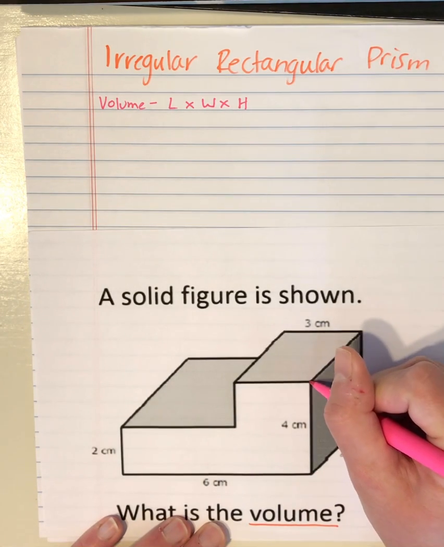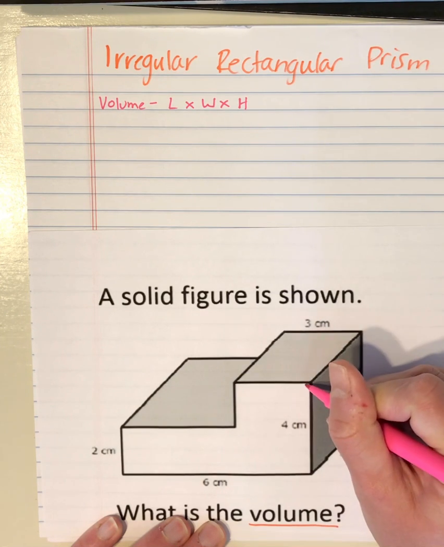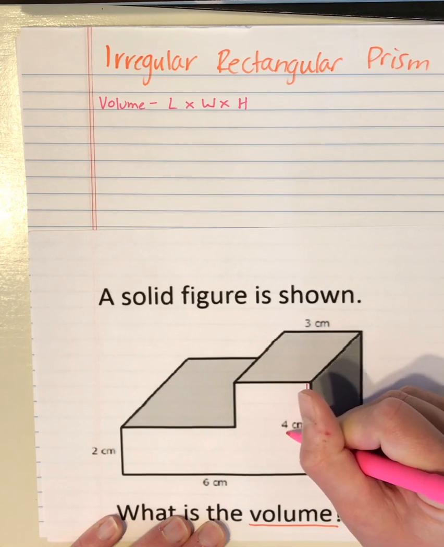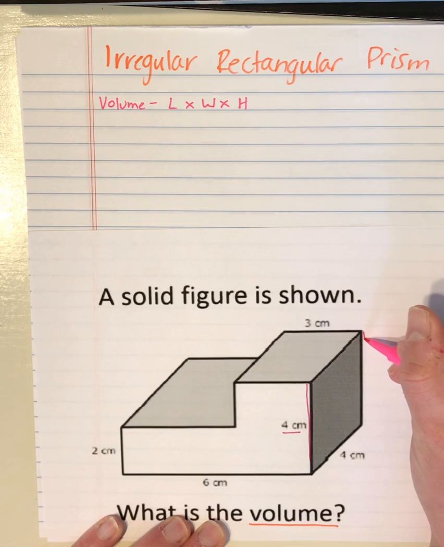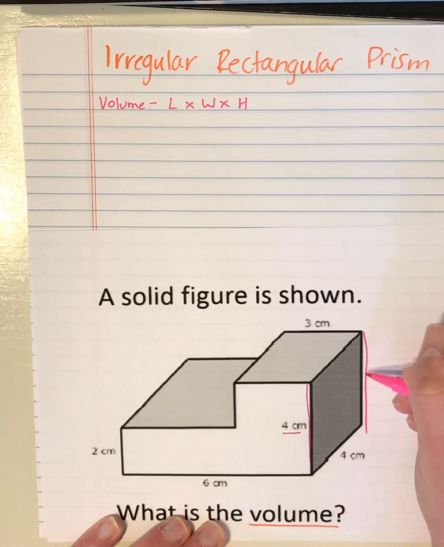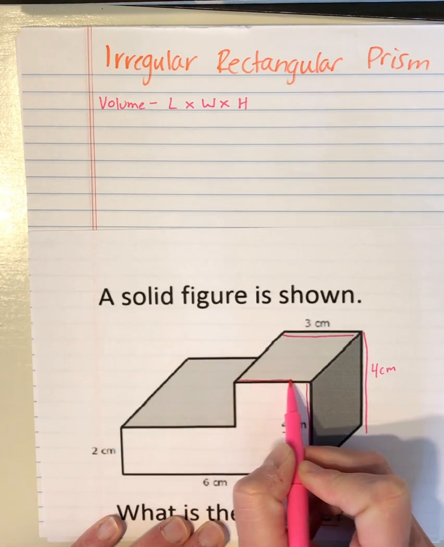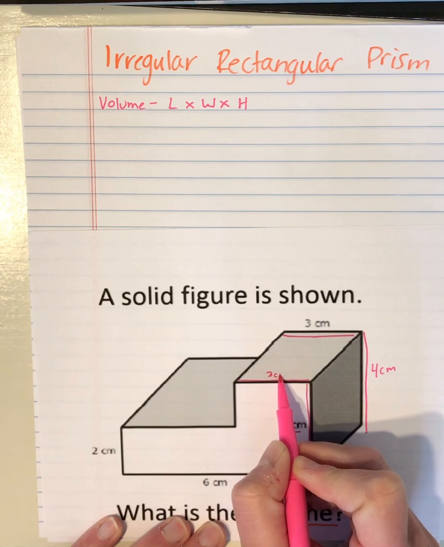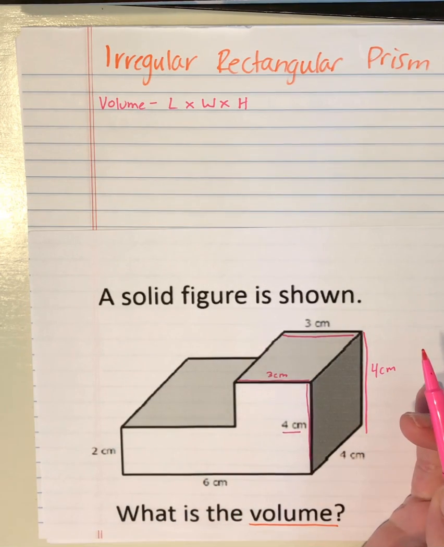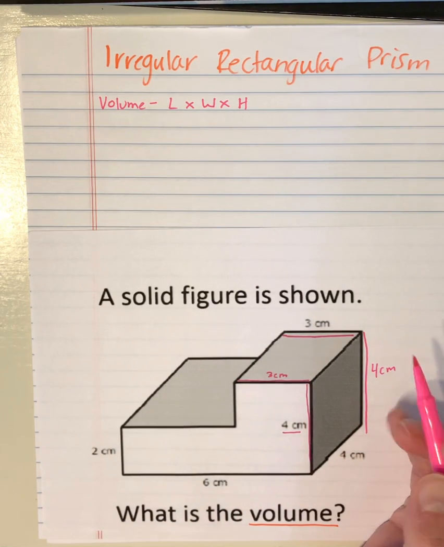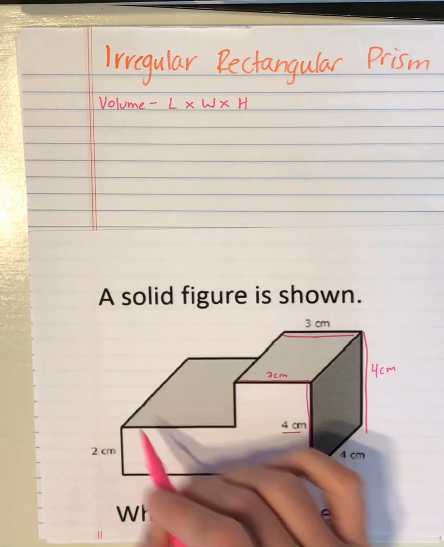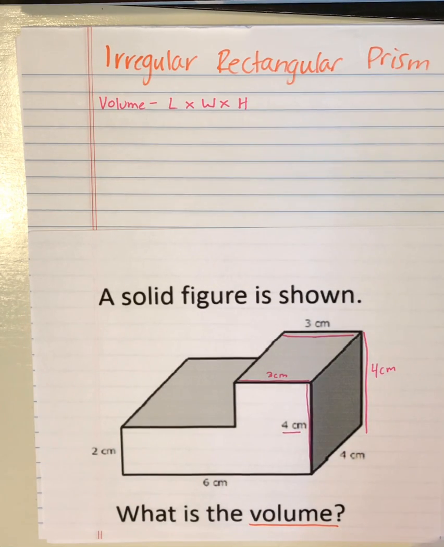So if this line right here is 4 centimeters, that means its opposite line is also 4 centimeters. If this line up here is 3 centimeters, this opposite line is also 3 centimeters. Now, the reason why they all aren't labeled is, one, we should know that opposite sides are equal in rectangles. But if I went and labeled all of these, it would get just a little bit confusing.